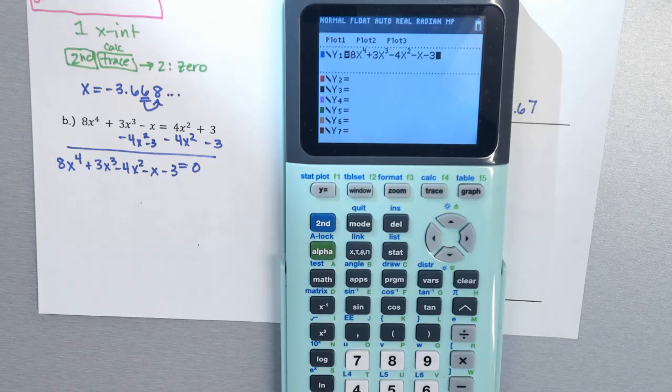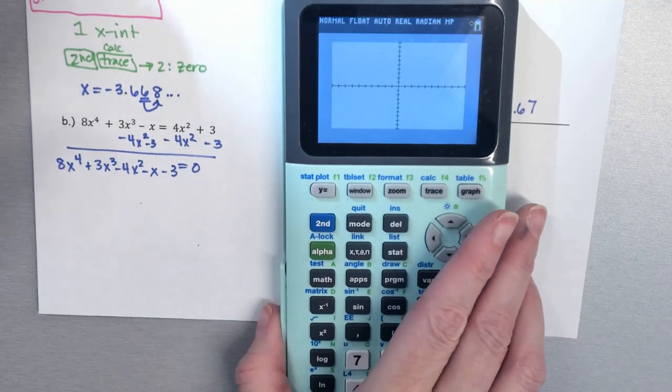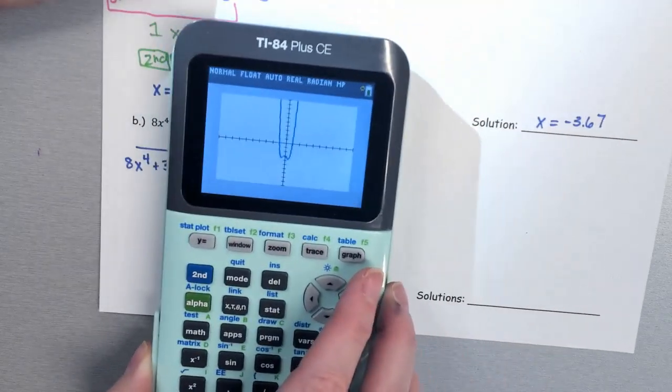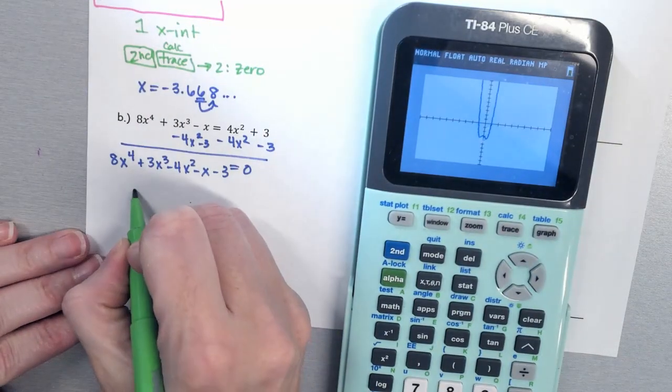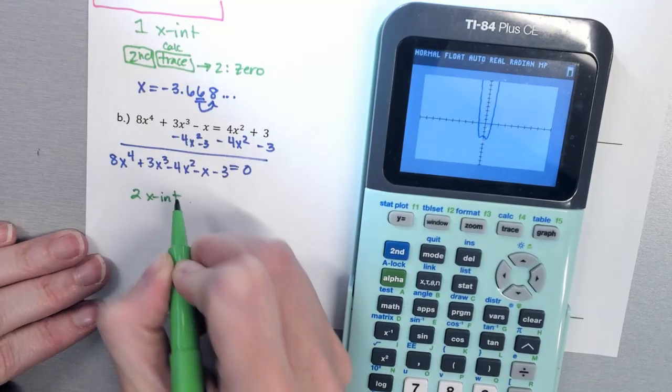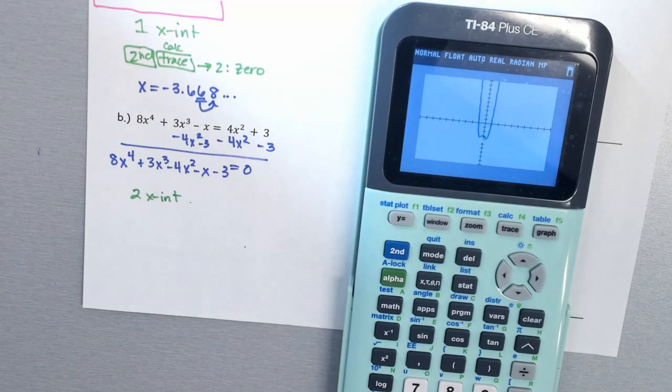And now that you're in the standard window, when you graph, you should be able to see your x-intercepts. And you do have 2 of them this time. Yeah, so anytime you're doing your bounds, remember, you have to have one bound above the axis, one bound below, okay, or else you're going to get an error.